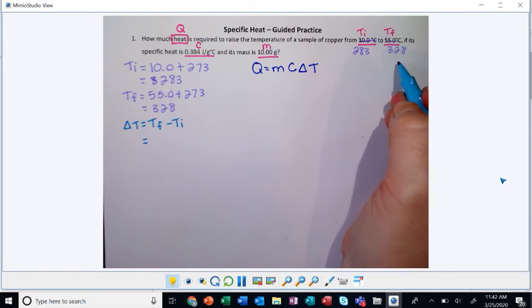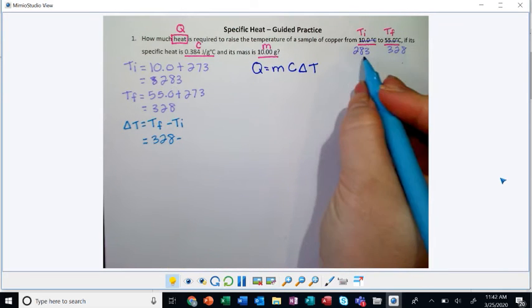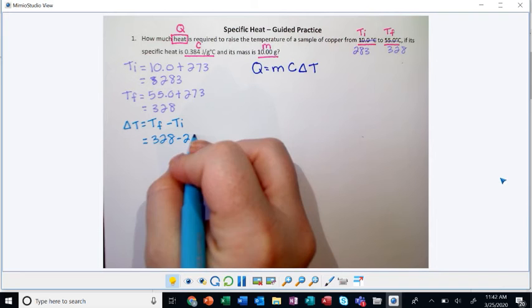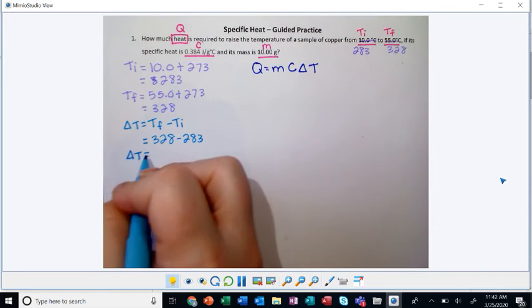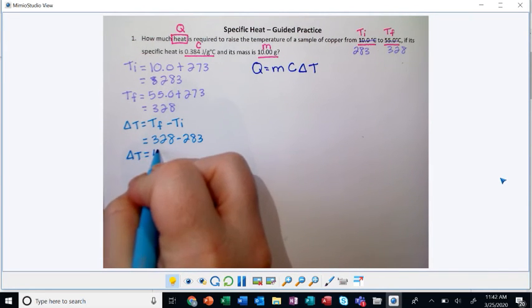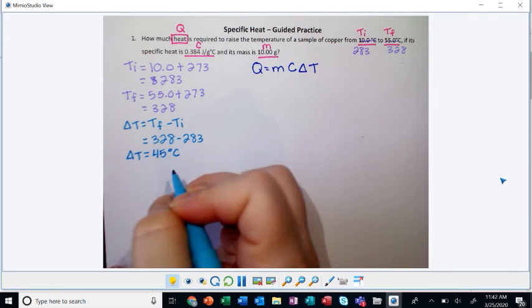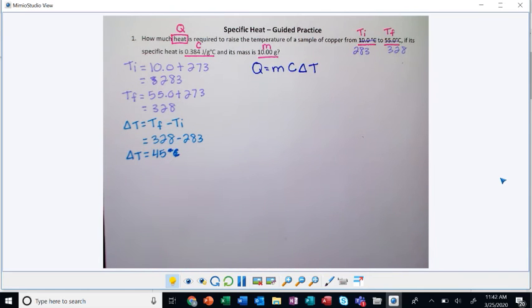The final temperature was 328 minus my initial temperature, which is 283. So the delta T, or the change in temperature, is going to be equal to 45 degrees Celsius. Not Celsius. It's just 45 because it's a change in temperature, right? Just 45. That's my bad, guys. All right, so now that we have our delta T and we have all of our other variables, we can go ahead and we can plug in what we need.